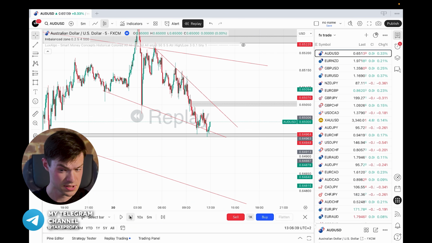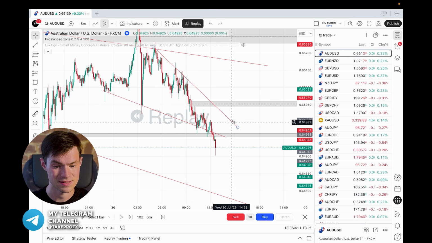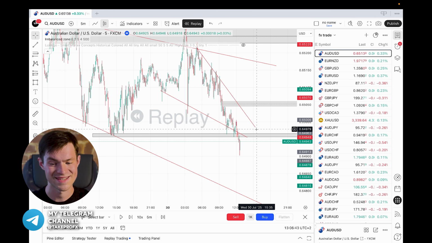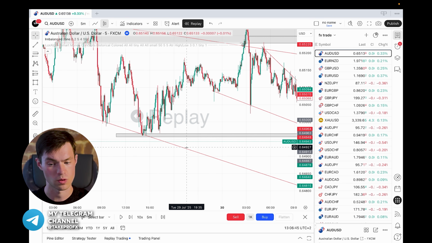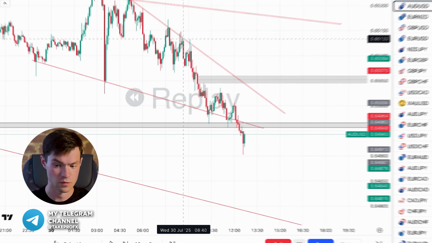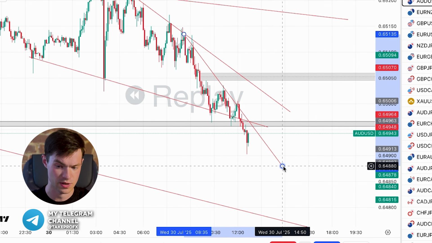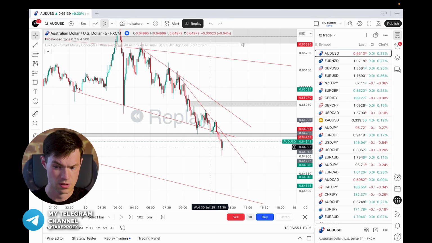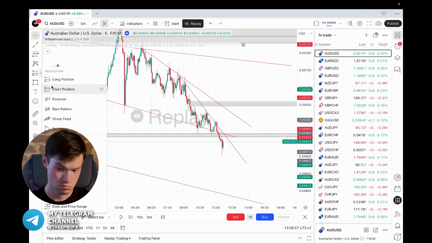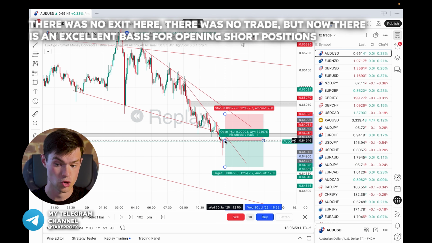But what happens next? The next is that the chart just breaks through this descending wedge, breaks through our zone of interest, and here, of course, we didn't wait for any exit from the trend line. There was no exit here, there was no trade, but now there is an excellent basis for opening short positions.